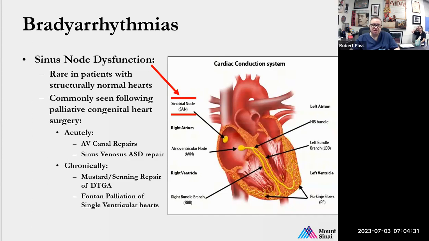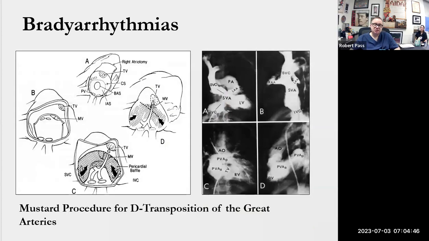Chronically, though, the most common things we worry about with sinus node dysfunction are patients who have Mustard or Senning repairs for transposition, and then again, Fontan patients or single ventricle hearts. It's a very common problem. And it's not hard to understand why it is that people who've had a Mustard operation, and for those of you who may not remember, the Mustard operation or the Senning operation was an atrial baffle that was created in an era before surgeons understood how to properly do an arterial switch operation.